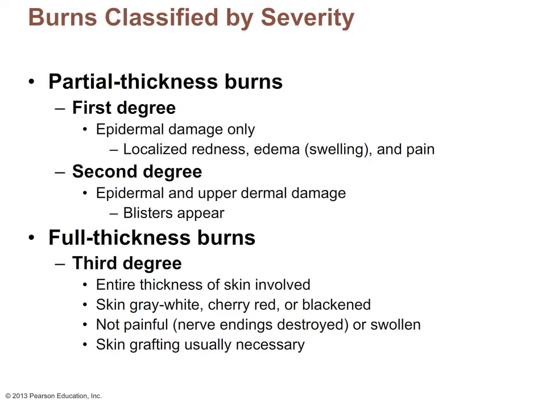And so a good example of a first-degree burn would be a very bad sunburn where you have some peeling and things like that, but the underlying layers are not affected. Now, on the other hand, a second-degree burn involves both the epidermis and the upper region of the dermis. And here's where we get blistering and also shedding of skin.